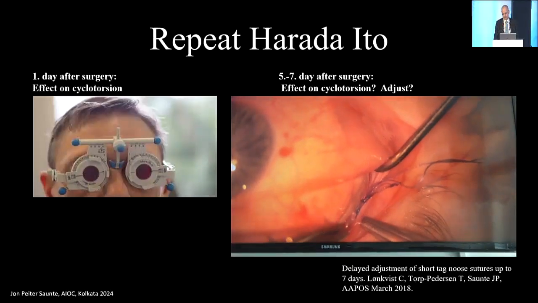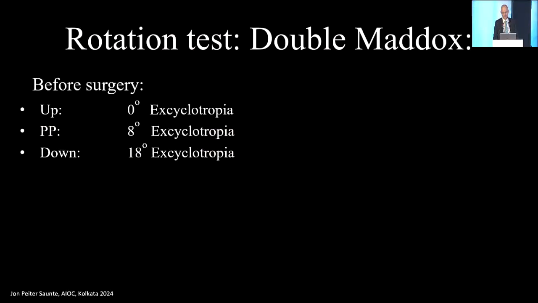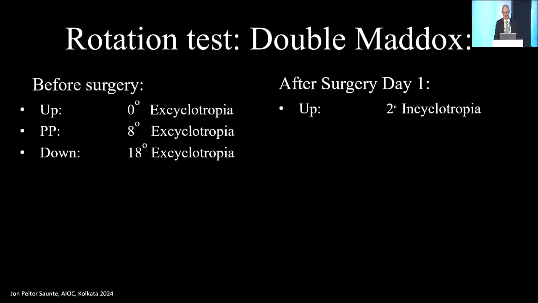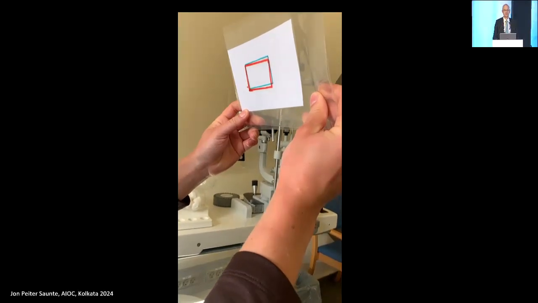hidden under the conjunctiva afterwards. So let's go back to our bike accident from before. She had a double bilateral Harada-Ito performed. This was before surgery, big excyclotropia in down gaze. And after surgery, these were taken care of. And we asked her, how does your double vision look now?